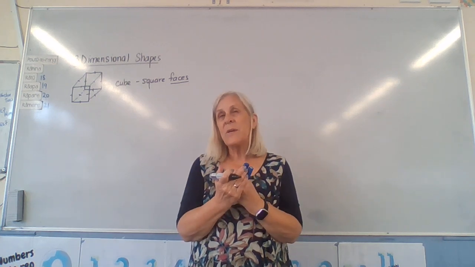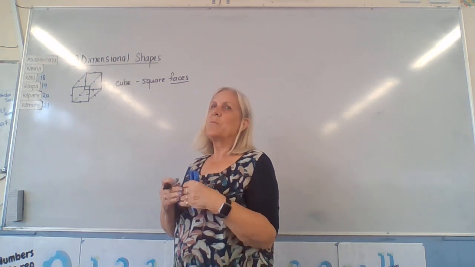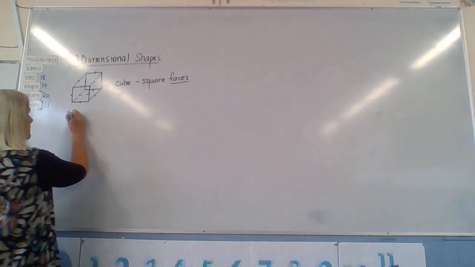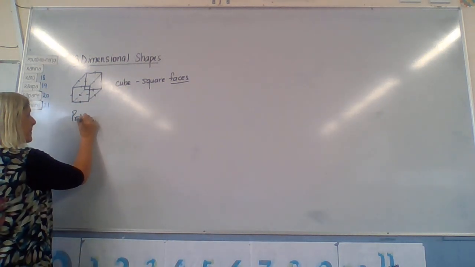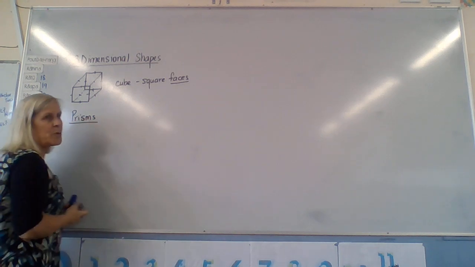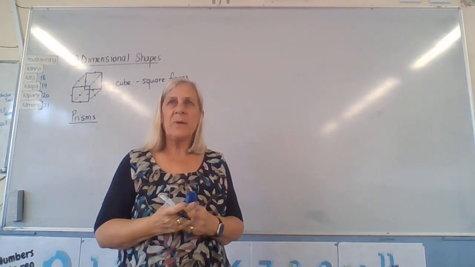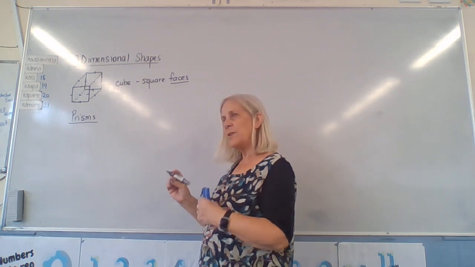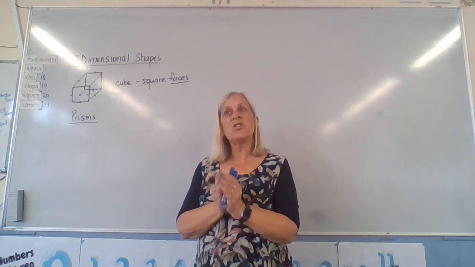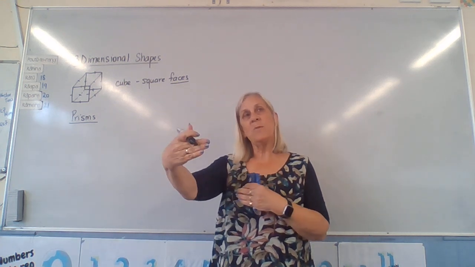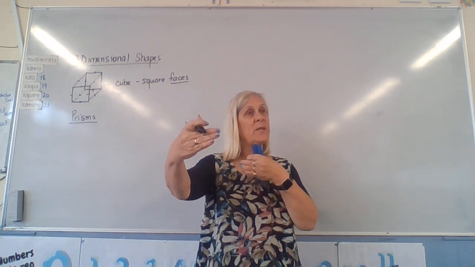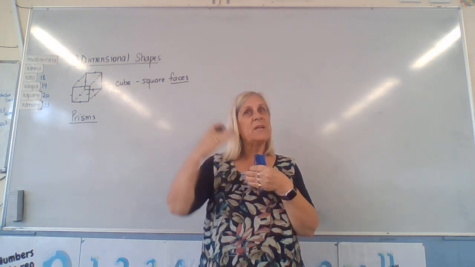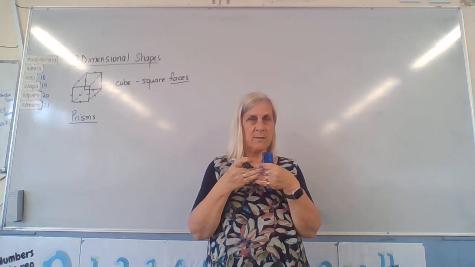So the next ones we're going to look at are prisms, all right? So prisms, the secret for a prism. Anybody know the secret for a prism? Good, we're learning new things today. So a prism is a shape that has the same face at two ends, all right? And if we cut it anywhere down the shape, it has that same face.